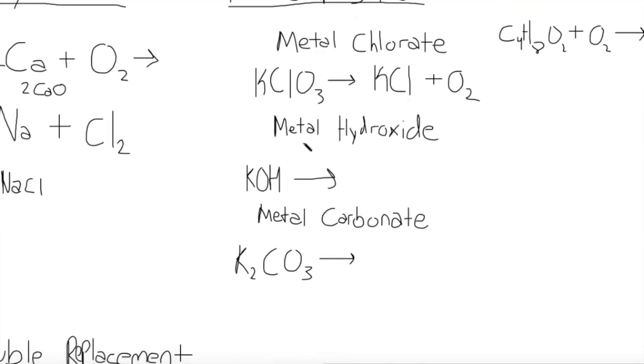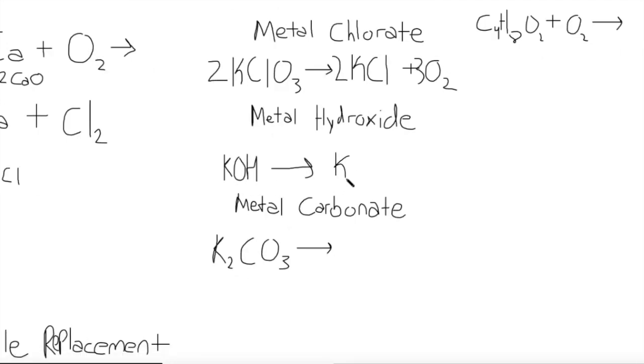Very similarly, we're going to have a metal hydroxide. So here's our metal hydroxide. It's going to break up into metal oxide and water. And our metal oxide is right here. So let's go ahead and do that. Potassium has a 1+ charge, so we're going to need 2 of them. And then an oxygen, since it has a 2- charge. And then we're going to add our water. And now to balance, looks like we just need a 2 over here.